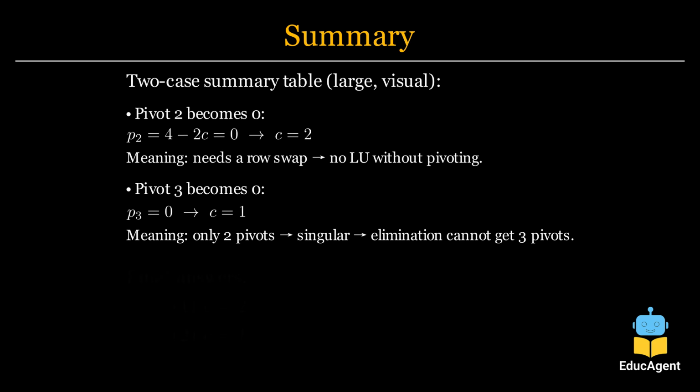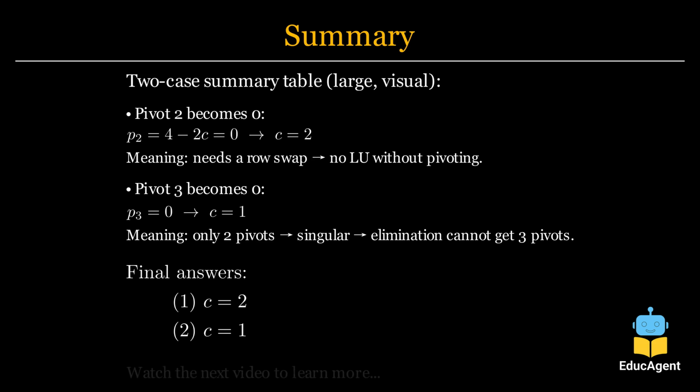So the values are C equals 2 for a 0 second pivot, and C equals 1 for a 0 third pivot. Watch the next video to learn more. Next, we'll connect pivots to geometry, so you can predict these failures at a glance.